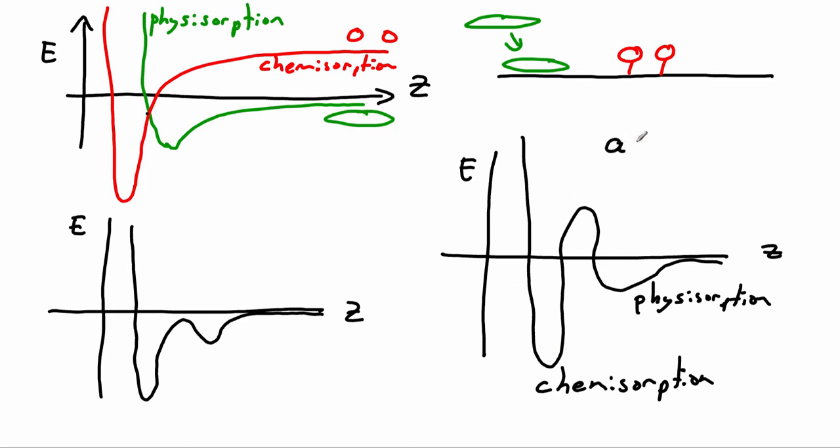So this is called activated adsorption. So at low temperatures, the molecules would physisorb, but they wouldn't actually react with the surface to do chemisorption. So it's kind of like the activation energy for a reaction.